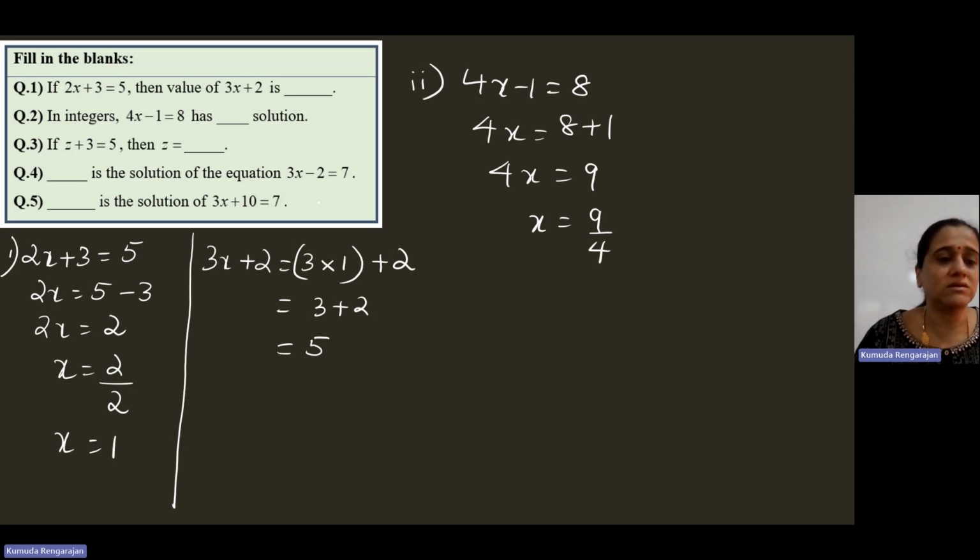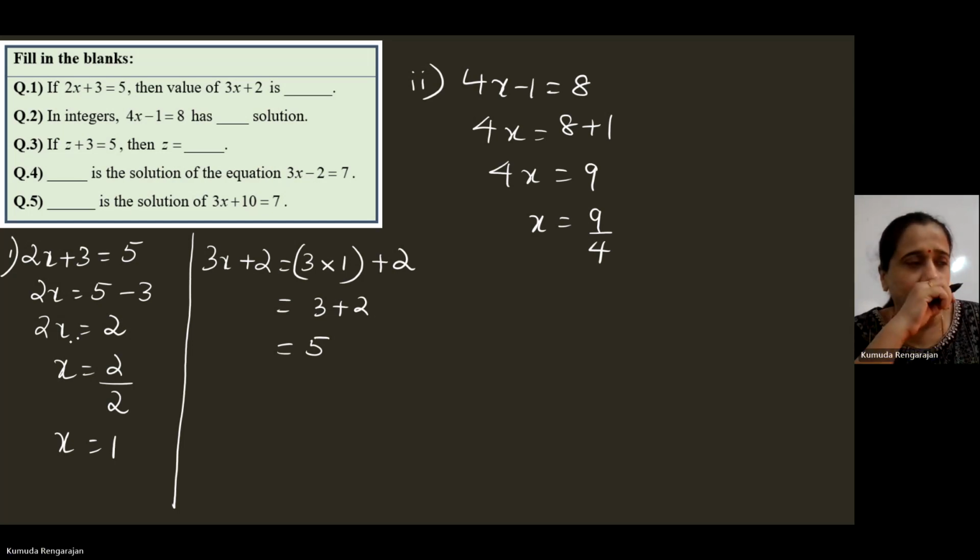Now come back to the statement. In integers, 4x minus 1 is equal to 8 has no solution. If you want an integer solution for x, it has no solution because 9 by 4 is the only solution for this equation. 9 by 4, excuse me, is the only solution for this equation. And 9 by 4 is a rational number.